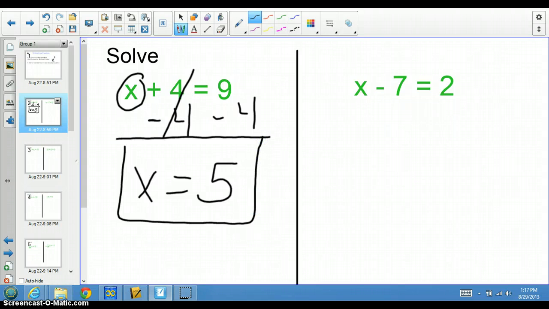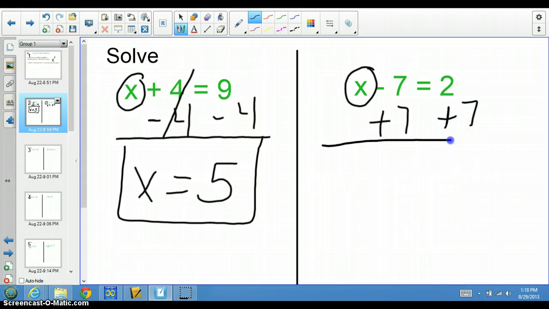Okay. So in this next one, x minus 7 equals 2. I'm going to circle this x because that's what I want to get all by itself. So I have to add 7. I have to do the opposite of subtraction to move it to the other side because I want those to add up to 0. So x equals 7 plus 2 is 9.